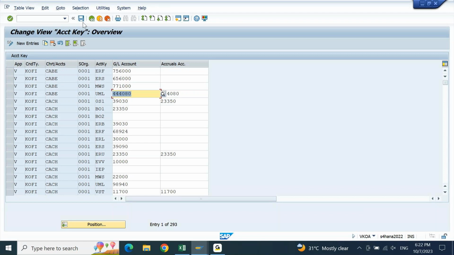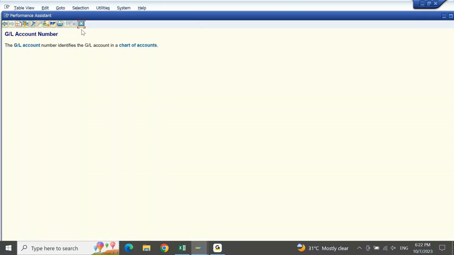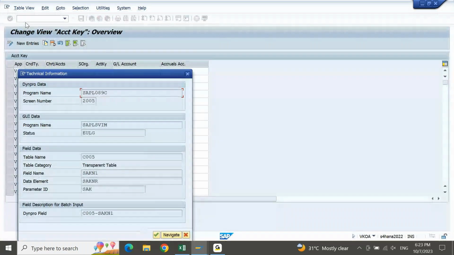Just give the logic how to find out the table, so it will be easy for us in future. Just press F1 on any field. Let's say you want to know the table for this. Just click on the question mark and click on this fourth icon, technical information. You'll get to know the table of any field where it is getting recorded.